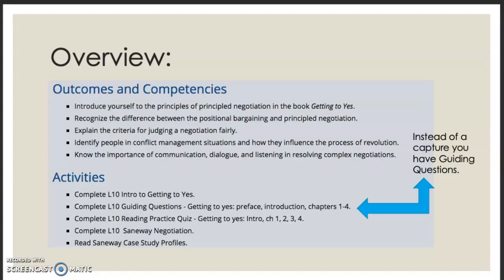So just to go over, these are your outcomes and competencies as well as the activities that are listed in Canvas. Please take note that you will not have a capture until towards the end of the semester. Now you'll have guiding questions because you're in a different type of textbook. So please make sure that you recognize that instead of a capture, it's guiding questions that you'll be answering. Please just refer to these outcomes and competencies. It really helps to understand what you should be learning in the course.